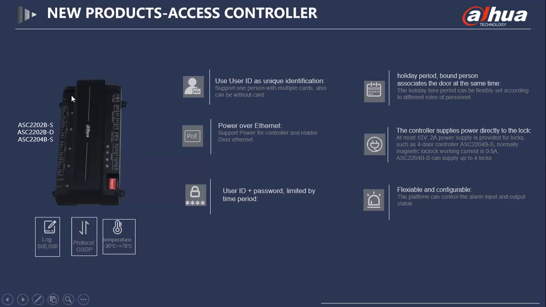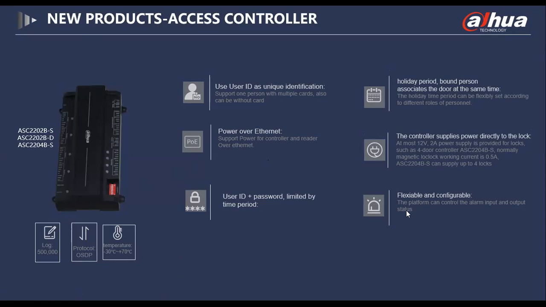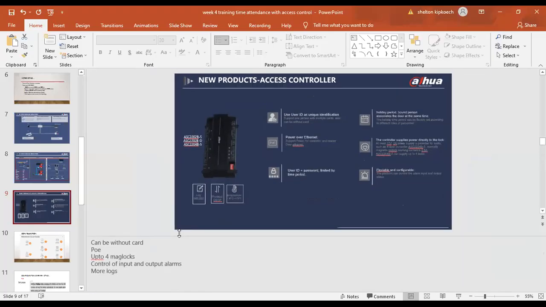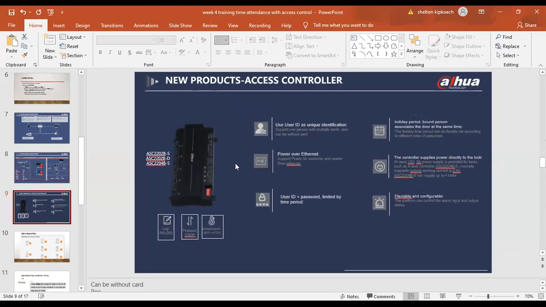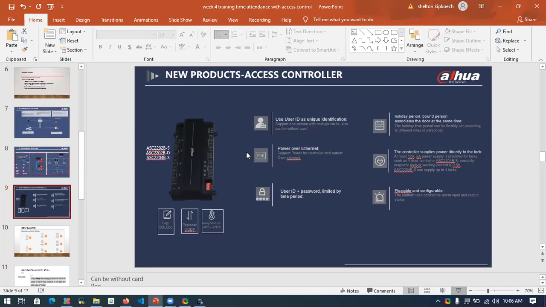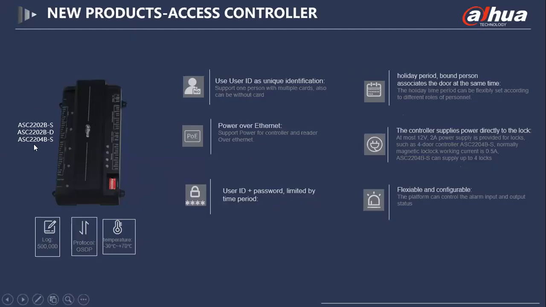We have a new product release. This is an access controller that can support PoE. The advantage of this is that it can support PoE. We also have advantages like up to 4 mag locks. It means you can connect magnetic locks. It can supply power to 4 magnetic locks. It also has control of input and output alarms. It can receive alarms and control them and give you an output. There is an increase in the number of logs, up to 500,000. So maybe in your consideration, if you're purchasing devices, you can get this type of access control.